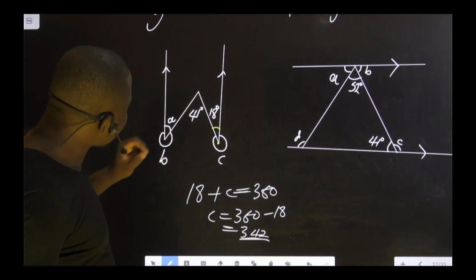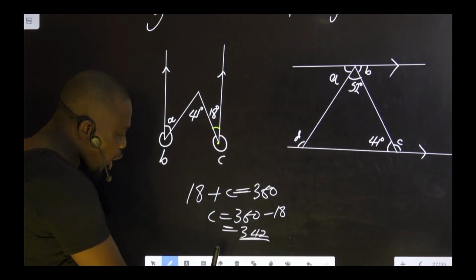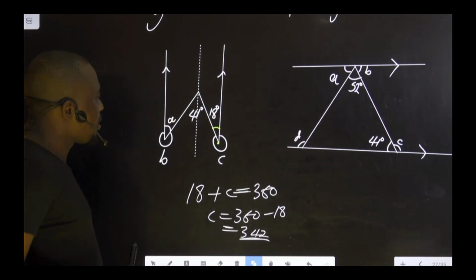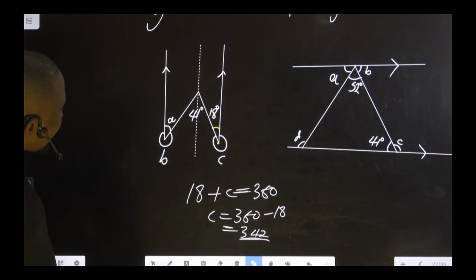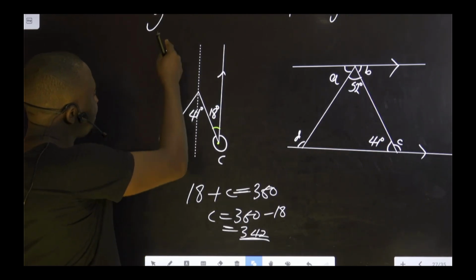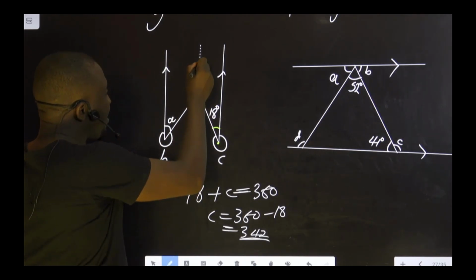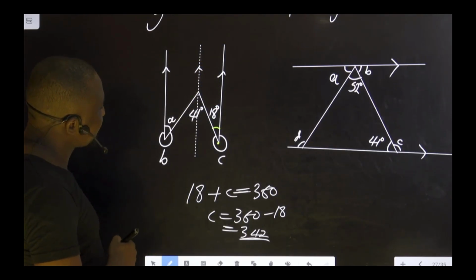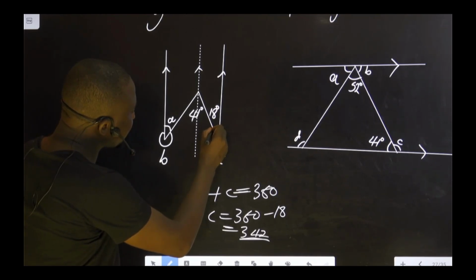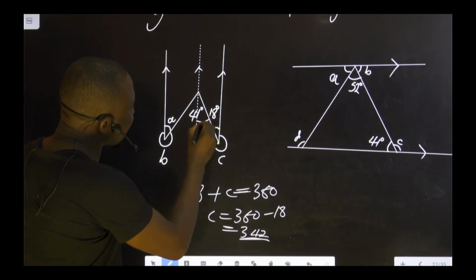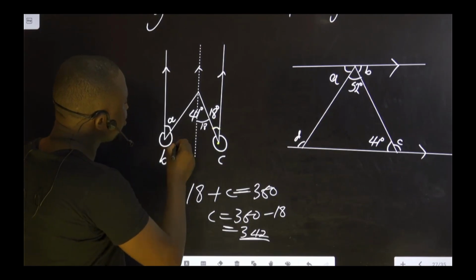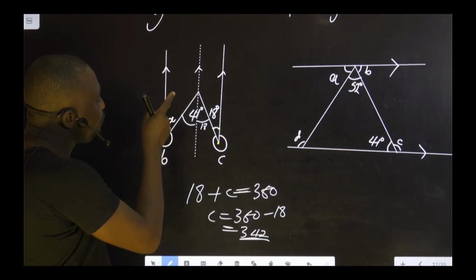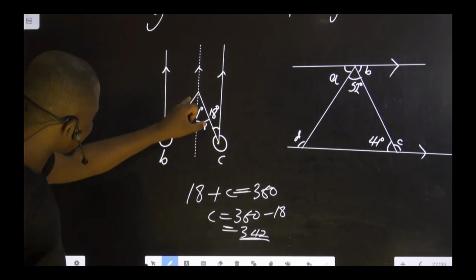Okay? That is that. Now, let's draw a dotted line across this. You will agree with me that if this and this are parallel and there is a transversal, it means that this place is alternate to this place. So here is what? 18. So if here is 18, what about this place? To get here now, that is 41 minus 18. That is this place now, this remaining one.